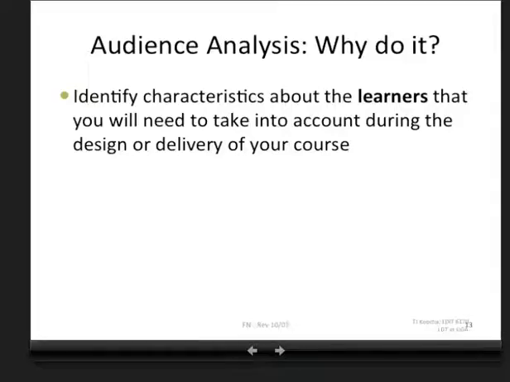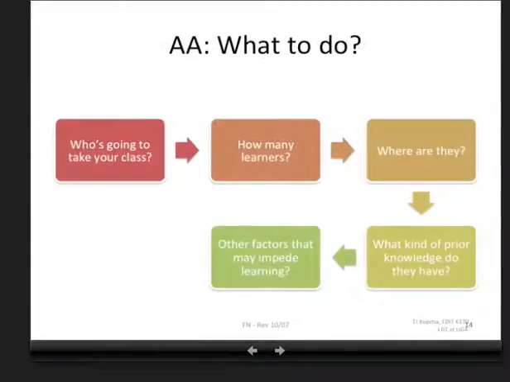So what does an audience analysis look like? There's lots of ways of doing it. This next slide is just going to show you a potential sequence that you might take and things you might want to find out. Who is going to take your class? How many of them are there? Where will they be situated when they're taking your instruction? And when they're doing the performance that you want them to do, because both of those are potential areas now to interject instruction. What kind of prior knowledge do they have? What other factors might impede their learning?